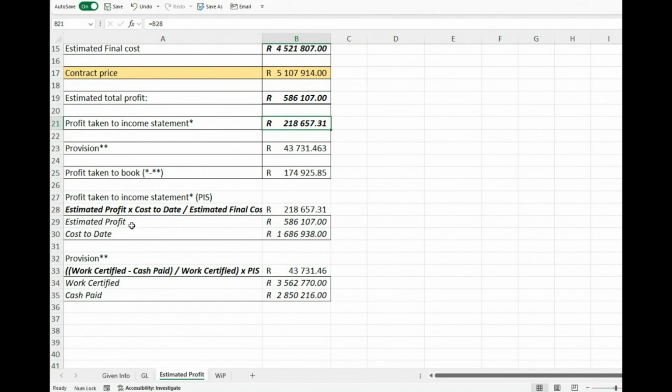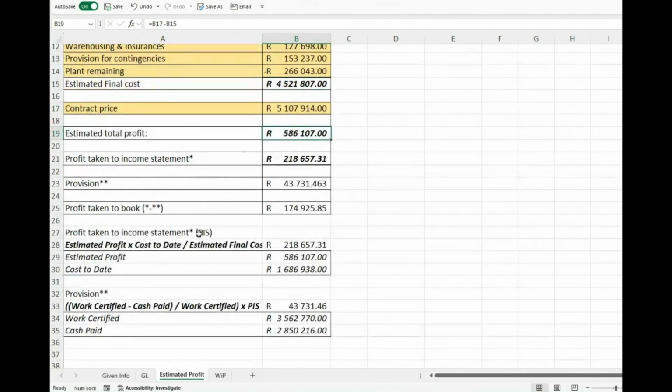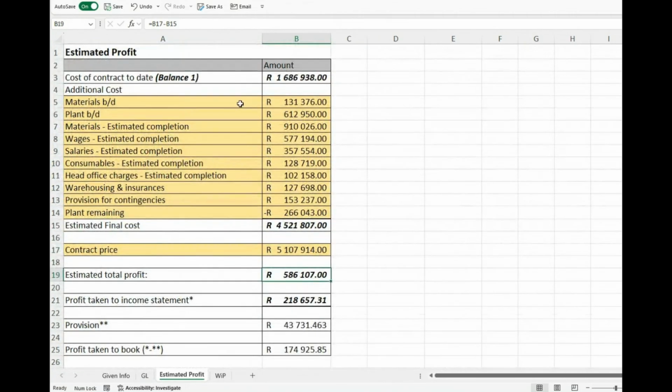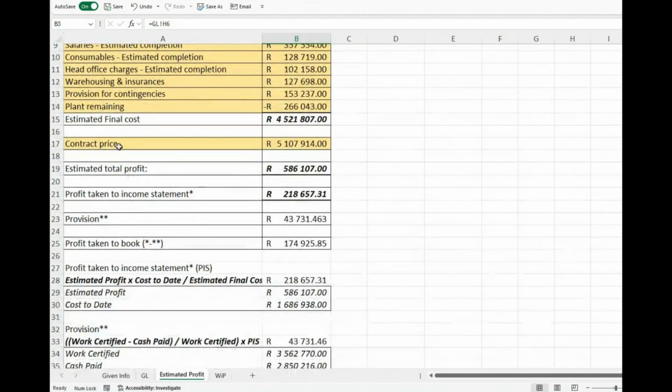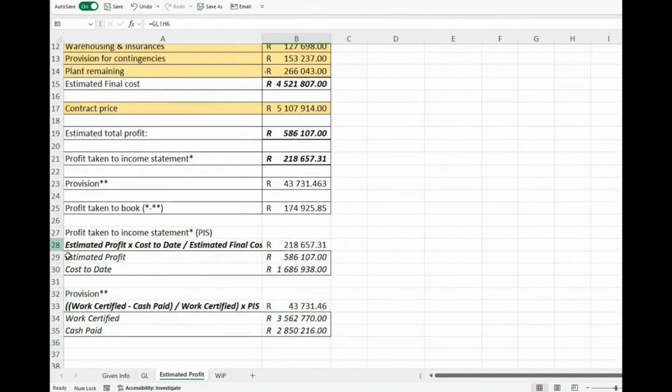So there's a little calculation here. It is the estimated profit, multiplied by the cost to date. We have the cost to date; that is why we did our GL, to get to balance 1. And then we multiply those and then we divide it by the estimated final cost.